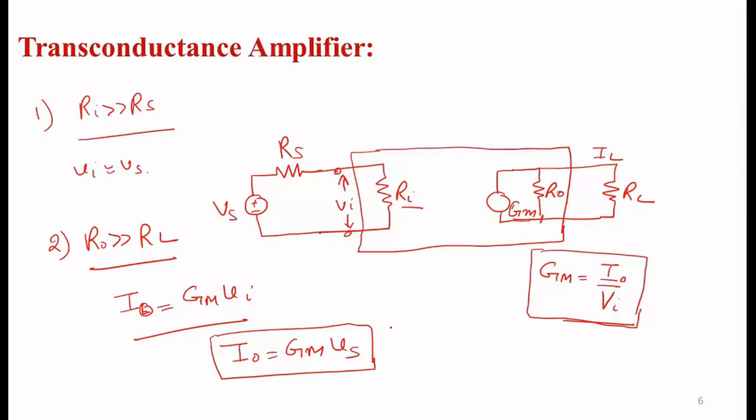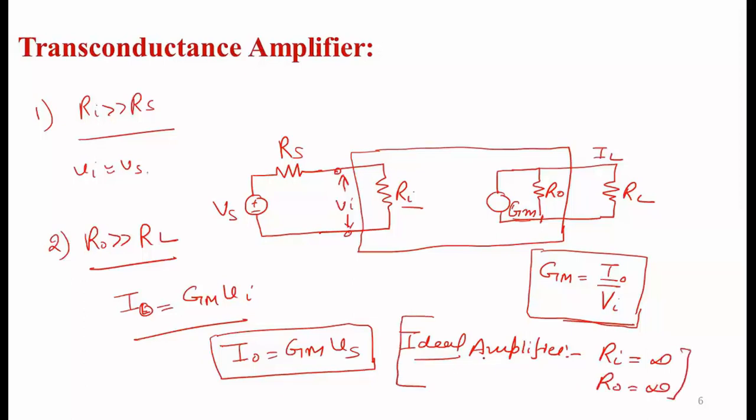For an ideal transconductance amplifier, we can say that Ri should be equal to infinite. Also, R0 is equal to infinite. So with this condition, we can have the ideal transconductance amplifier.